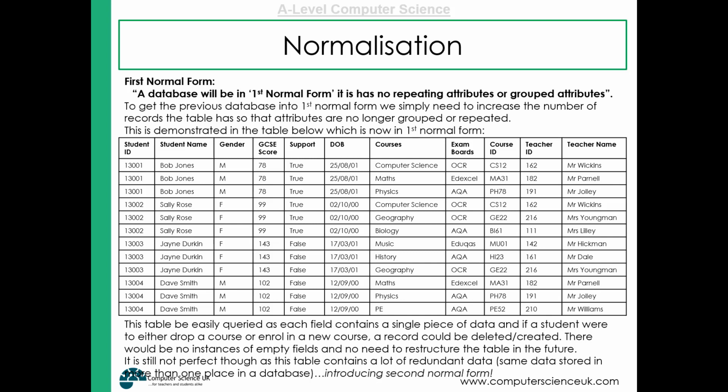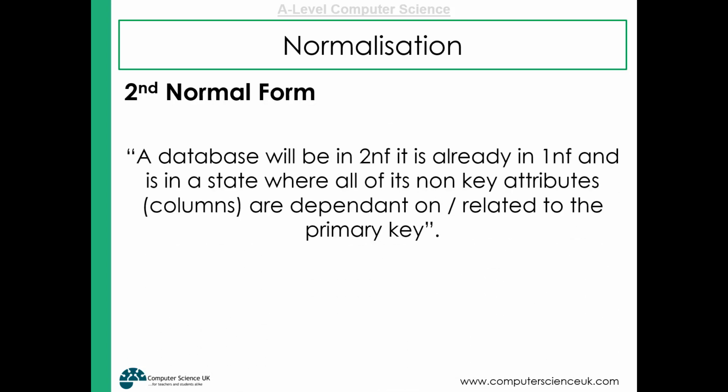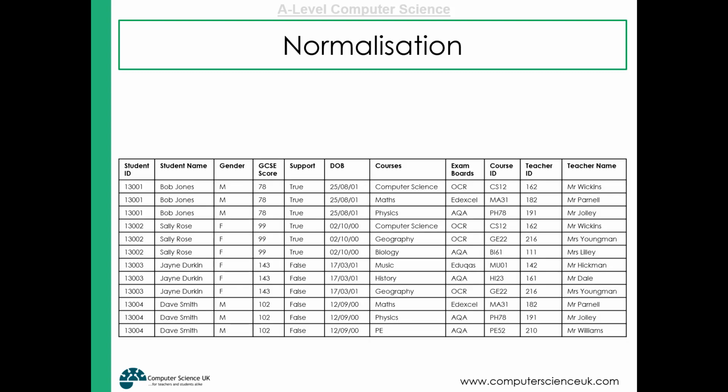second normal form. So second normal form is where a database is already in first normal form and is also in a state where all of its non-key attributes are dependent on or related to the primary key. Now that sounds really confusing. So the best way to get around this is to have a little look at an example.